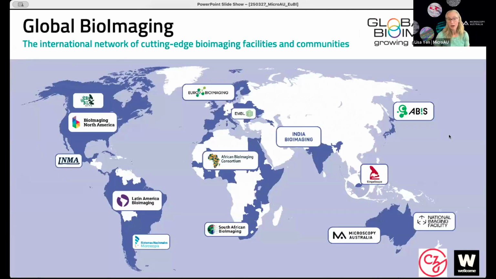Is the fact that Global Bioimaging is hosted at EMBL Heidelberg, and although it was initially funded through Horizon funding within Europe, currently the support is through the Chan Zuckerberg Initiative and the Wellcome Trust. So looking at this global map, of course, there are still some sections that we'd love to see coloured in, but it is one of those delightful things that Australia was one of those founding partners, along with Euro-BioImaging, National Imaging Facility, and India Bioimaging.